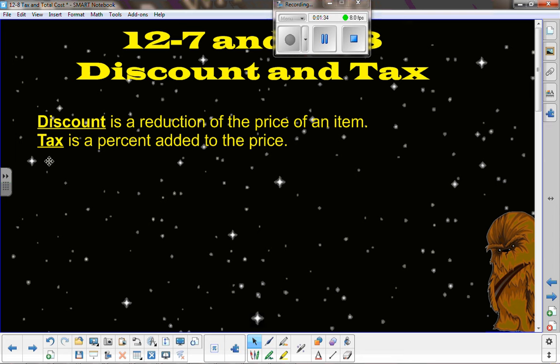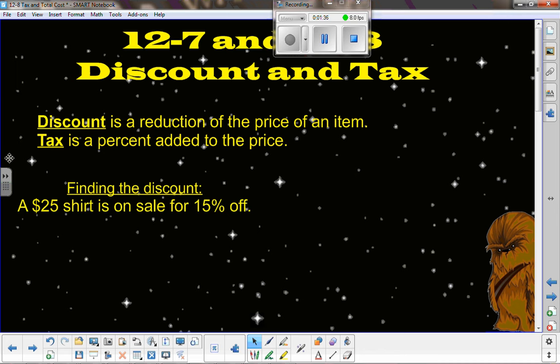Okay, so if we're looking at discount, we want to find the discount of a shirt that's $25 and it's on sale for 15% off. We can think of that as 15% of $25. We want to know what that percent of that total shirt is. And when we're thinking of 15% of $25, we know in our head that "of" is that word that means multiply. So we can really say our discount is equal to 0.15 times 25. And our 0.15 came from converting our percentage over here to our decimal over here.